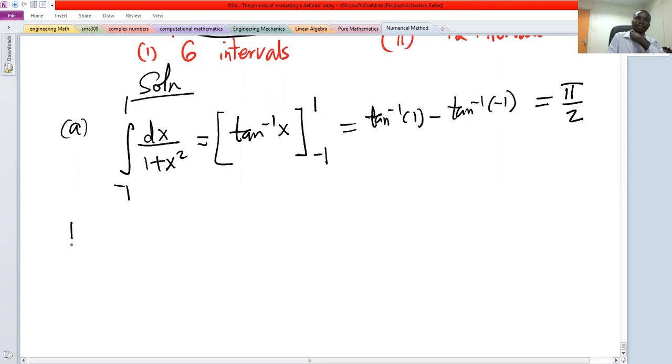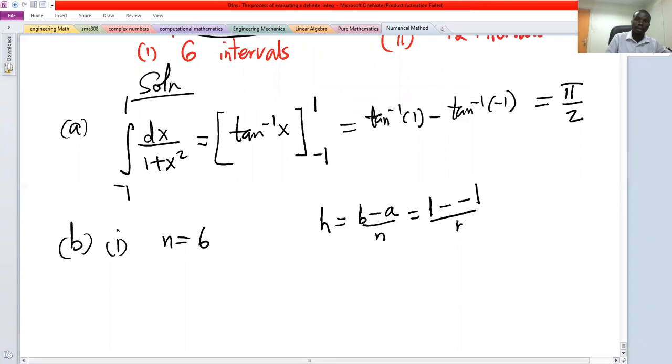So for part B, from part A, we want to use 6 intervals of the Simpson's 3/8 rule. Remember, we need to get h, which is given by (b minus a) over n, which is (1 minus (-1)) over 6, that is 2 over 6, which is 1 over 3. In that integral, f of x is 1 over 1 plus x squared.